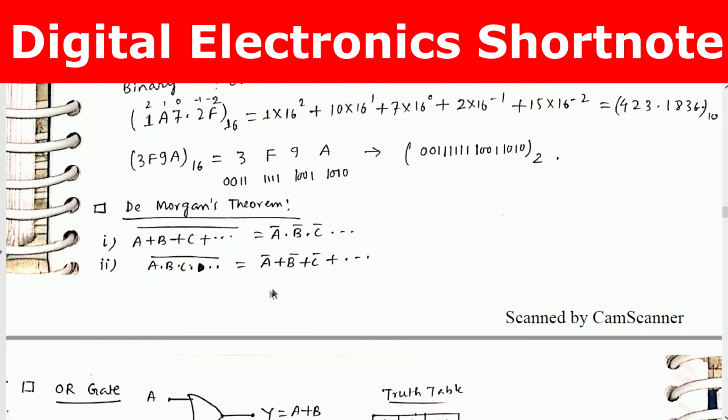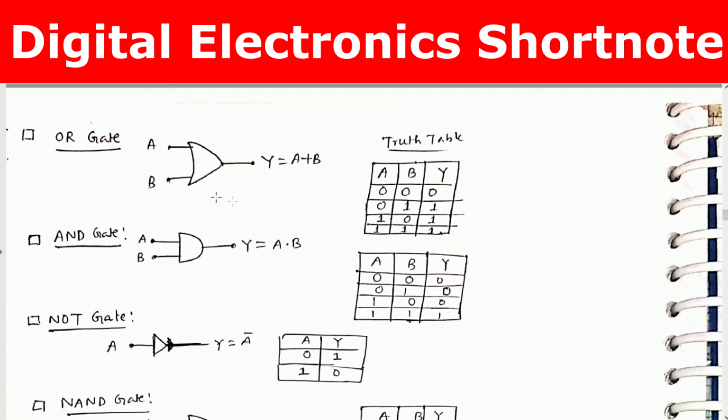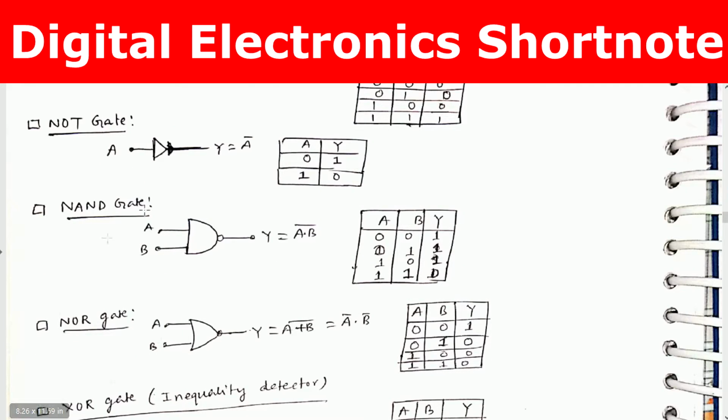De Morgan's theorem: (A + B + C + ...) complement equals A complement dot B complement dot C complement dot .... And (A · B · C · D ...) complement equals A complement plus B complement plus C complement plus .... This is the mathematical form of De Morgan's theorem. This is OR gate, AND gate, NOT gate: Y equals A plus B, Y equals A dot B, Y equals A complement. These are the truth tables. These are very basic things, I'm not explaining, skipping it.